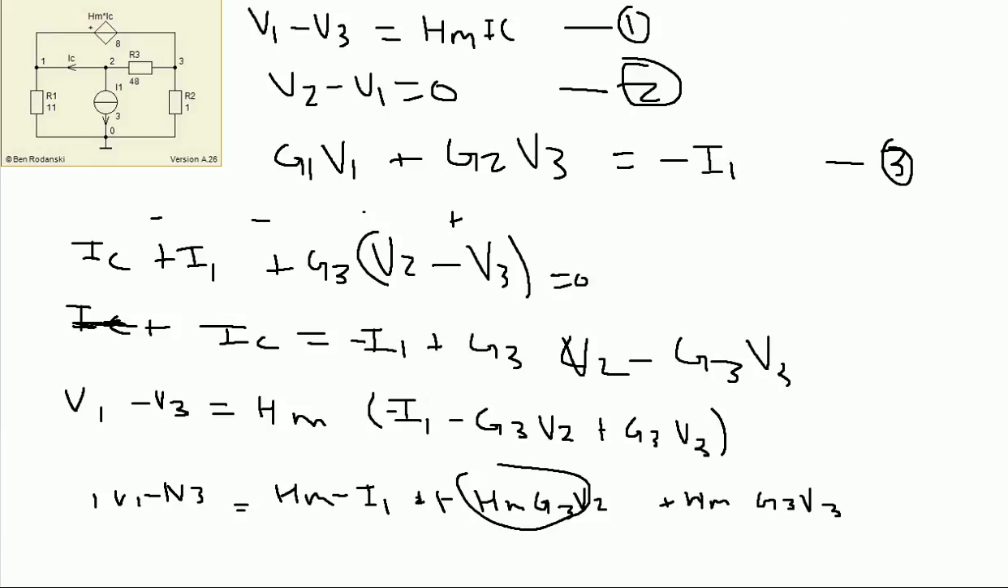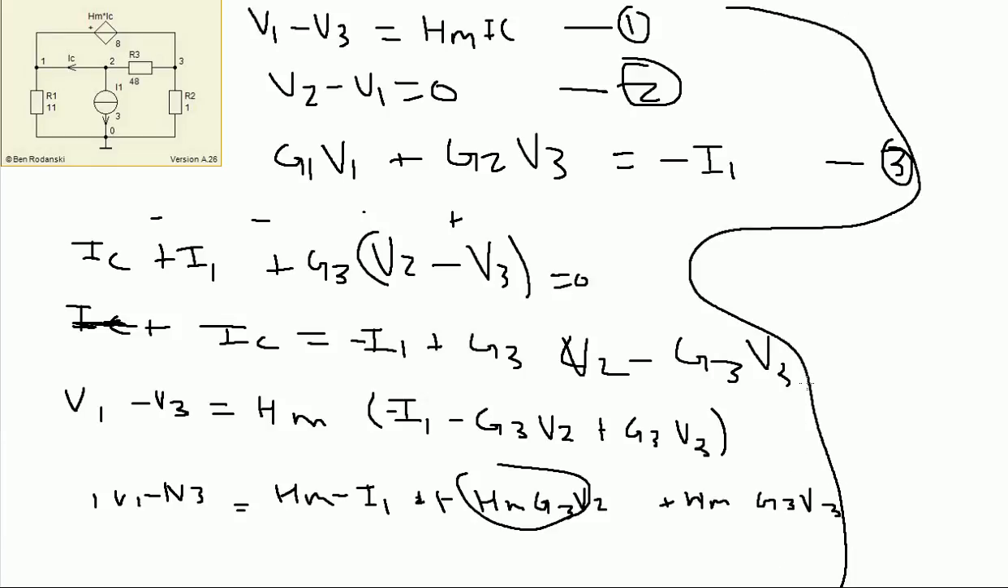So your actual equation should look like this from here. You've got G1, you've got 0, and then you've got G2 equals minus I1. And then for the second one, you've got V2 minus V1, so you've got minus 1 here, 1 there, 0, that equals 0.